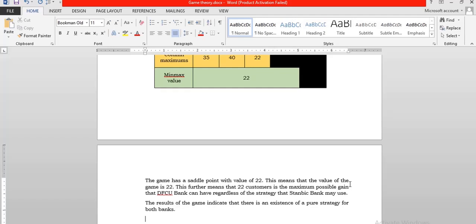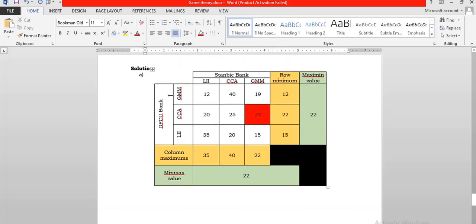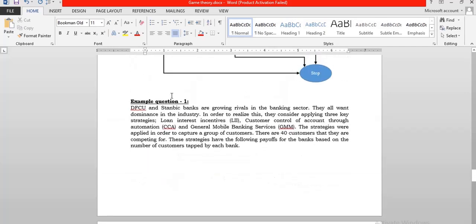Let's put it this way. DFCU should use the strategy of, here we shall say, CCA. Based on our question, if you look at the question, CCA is customer control of account through automation.